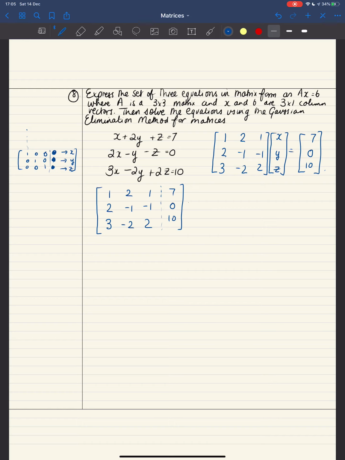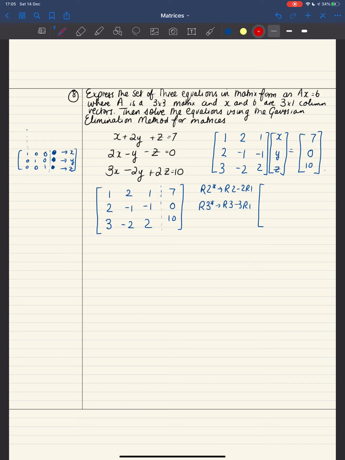So the first thing we're going to do is the new row 2 is going to be the current row 2 minus 2 row 1, and then the new row 3 is going to be the current row 3 minus 3 row 1. Okay.